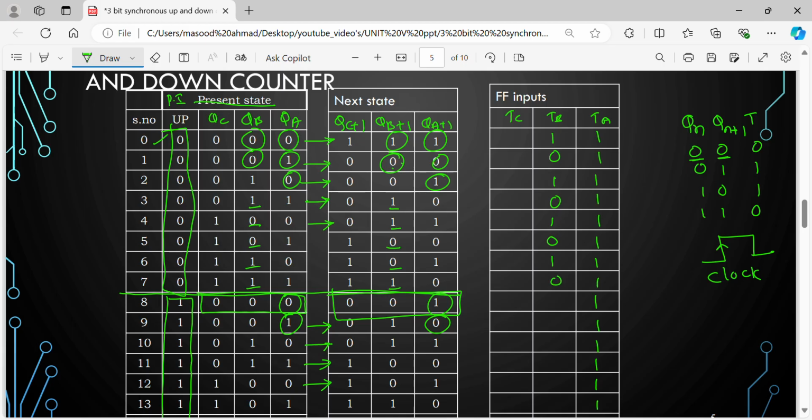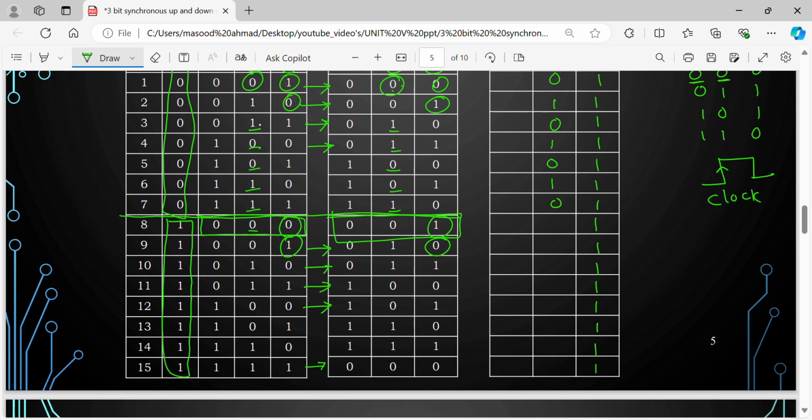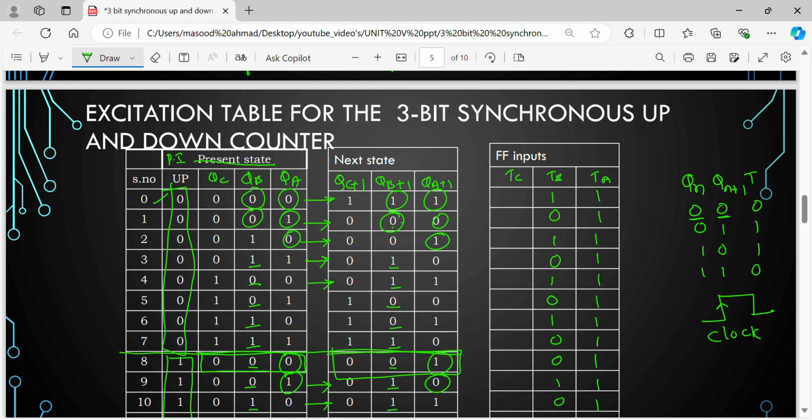Okay. Next what I need to do? Next I need to look for the rest of the numbers. For 0 0 0, for 0 1 1, for 1 1 0, 1 0 1 0 0 0 0 1, 1 1 1 0 1 0 1. Okay. Next we need to look at QC plus 1 with QC.